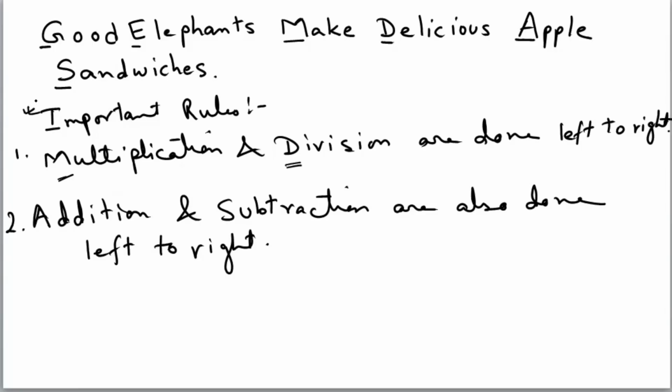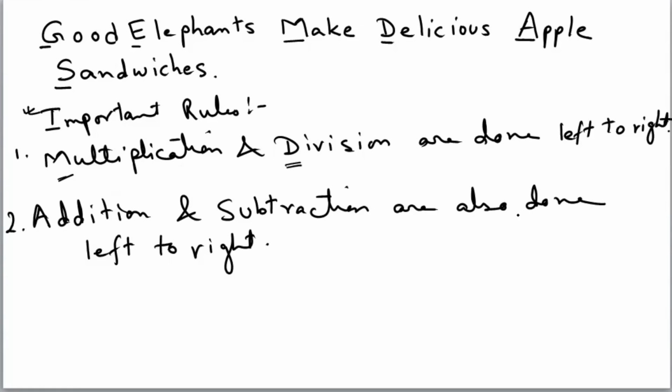When we are solving the order of operations using GEMDAS, we always have to keep in mind that multiplication and division are always done left to right. If multiplication comes on the left side first, we do the multiplication first. If division comes on the left side, we do the division first. That rule also applies to addition and subtraction because they are on the same level. Multiplication and division are on the same level, and addition and subtraction are also on the same level. So don't forget this important left to right rule.